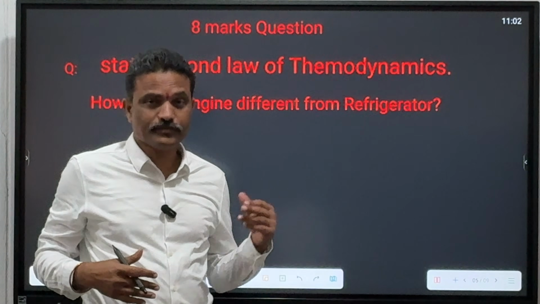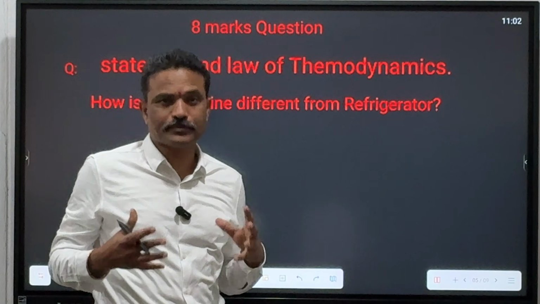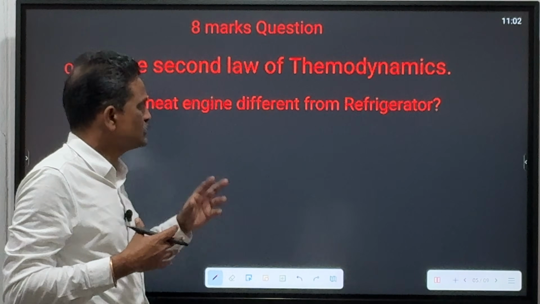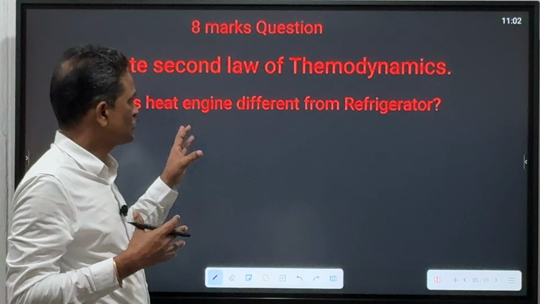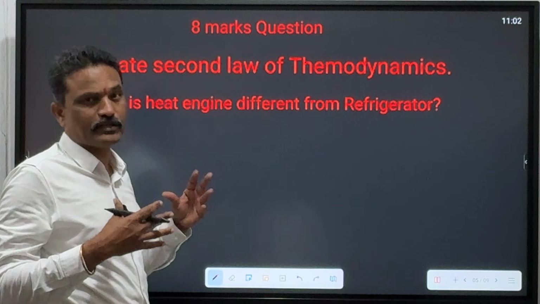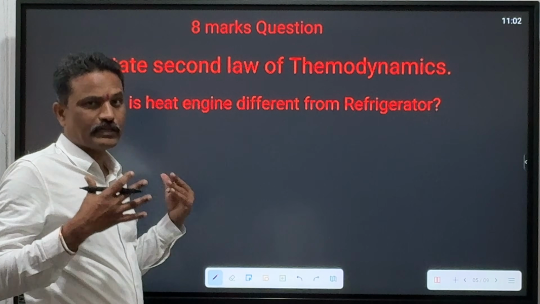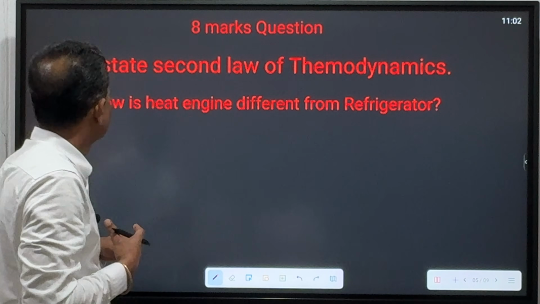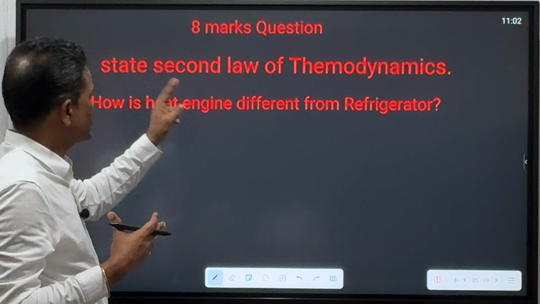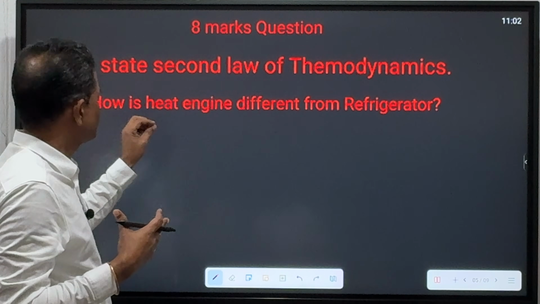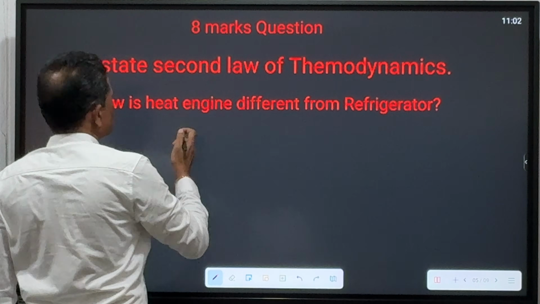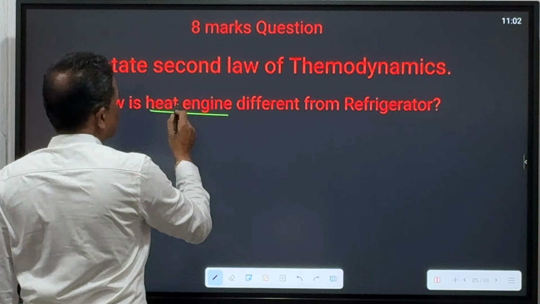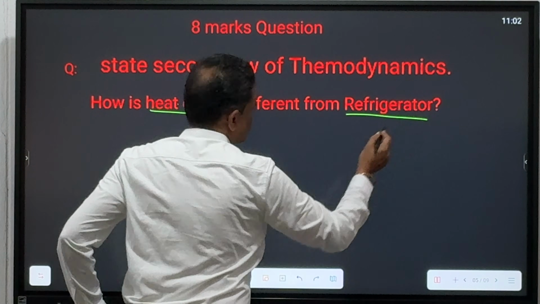Dear students, we will discuss the second essay type question of thermodynamics. This is simple when compared to the previous question. This question does not involve any derivations, formulae or any mathematical jugglery. Now what is the question? State second law of thermodynamics. How is heat engine different from refrigerator? So there are two things: one is heat engine and the second one is refrigerator.